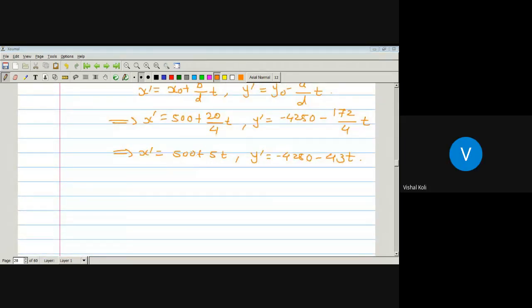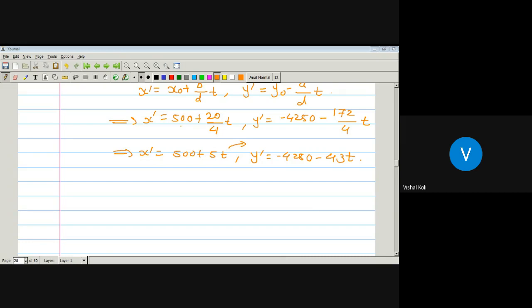Okay, so here we will get the values of x dash and y dash. X dash is nothing but 500 plus 5t, and y dash is nothing but minus of 4250 minus 43t. So here we will get all the remaining solutions. So for each value of t, we will get one particular solution of the given linear Diophantine equation.